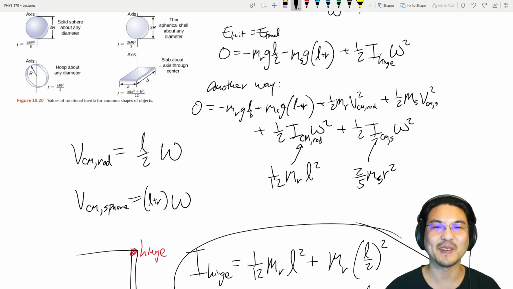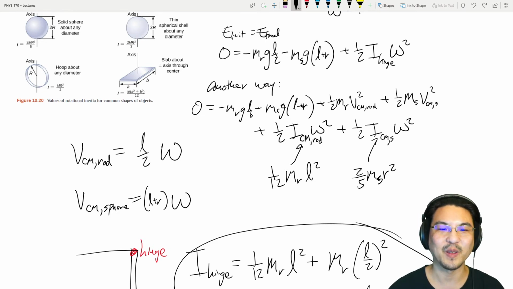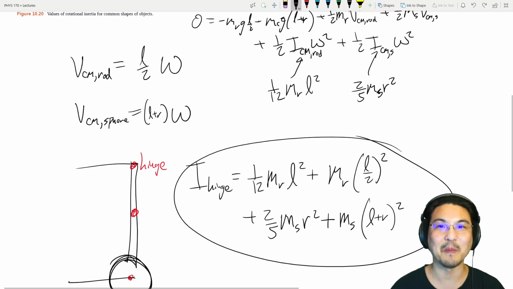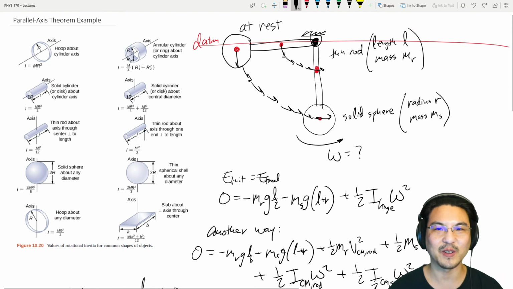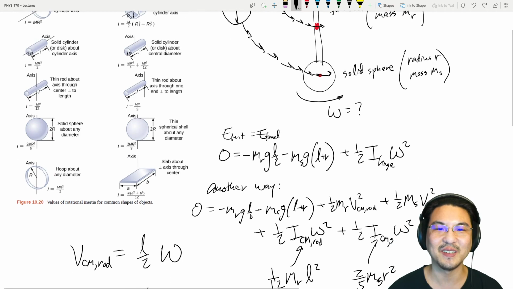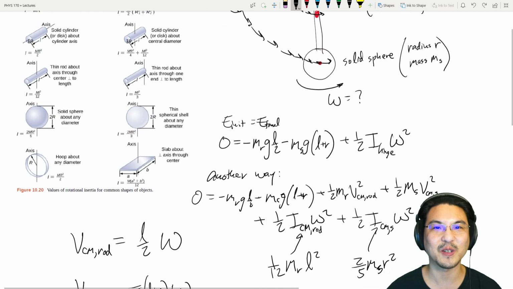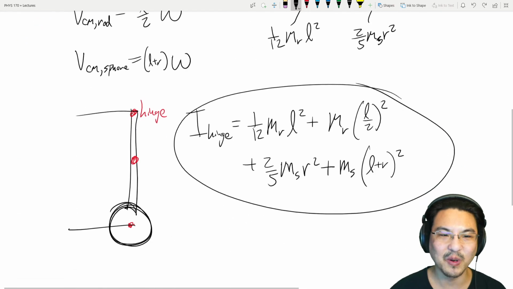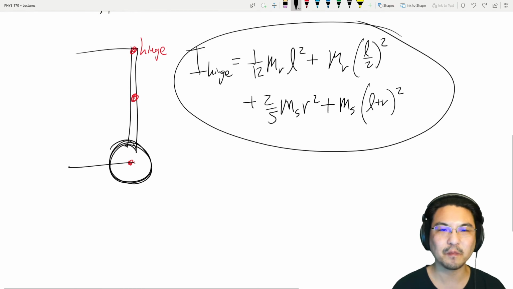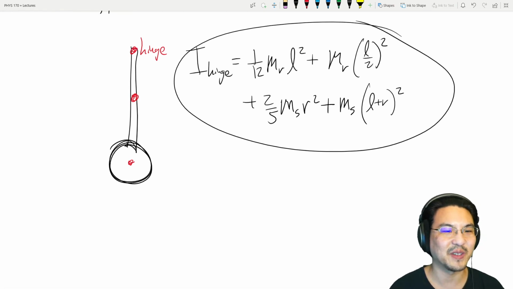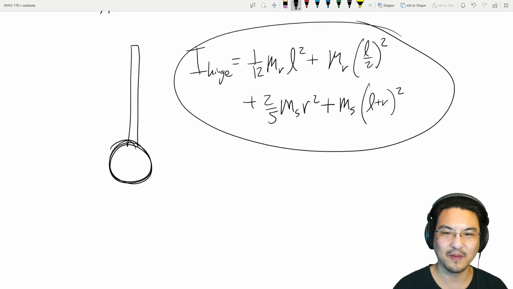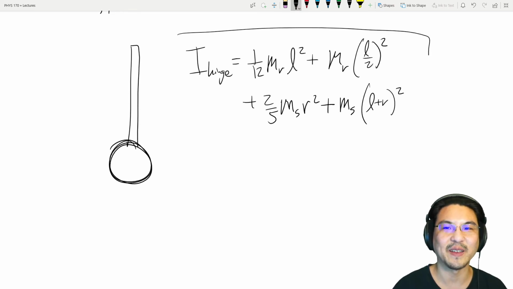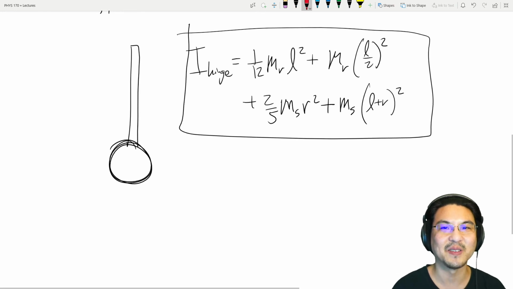Maybe either way, it's kind of a big mess. So try and practice both of these methods and then solve for omega, and you'll get the same answer either way. But this is good practice for conservation of energy when you have rotational kinetic energy, and practicing moment of inertia. So let's do one more thing just for practice. What's the moment of inertia of this pendulum about its own center of mass? Let's say you solve for the moment of inertia about the hinge.